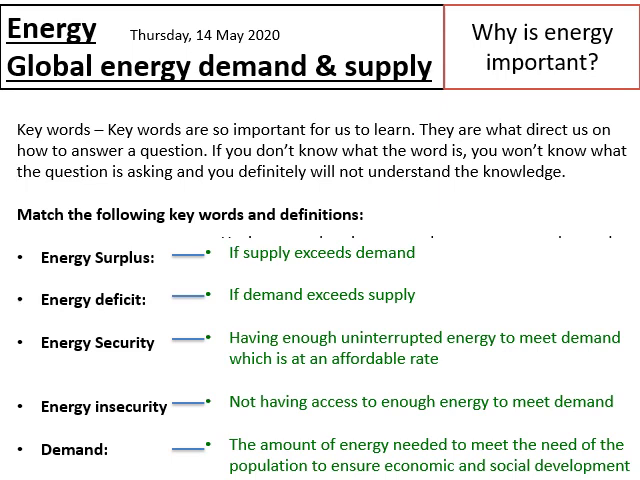Energy insecurity is obviously the opposite. And then when we say demand, it's making sure that we've got the amount of energy needed for a population to ensure that they are developing socially and economically. In your previous topic of resource management, you looked at how energy, food and water are absolutely crucial for social and economic well-being. And that's what we're talking about when we talk about demand. Have we got enough energy to meet those needs?